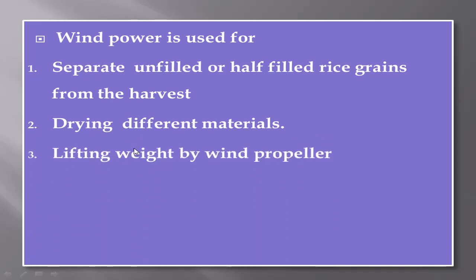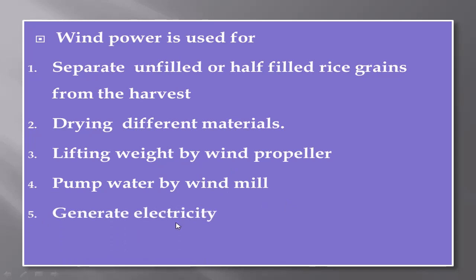Next one, lifting weight by wind propeller. A wind propeller can be used to lift some weight. Next one is pumping water by windmills. Windmills can be used to pump water. Next one is generating electricity. In the wind power station, wind power is used to rotate the turbine. When the turbine is rotated, the dynamo is also rotated. When the dynamo is rotated, electricity is produced.